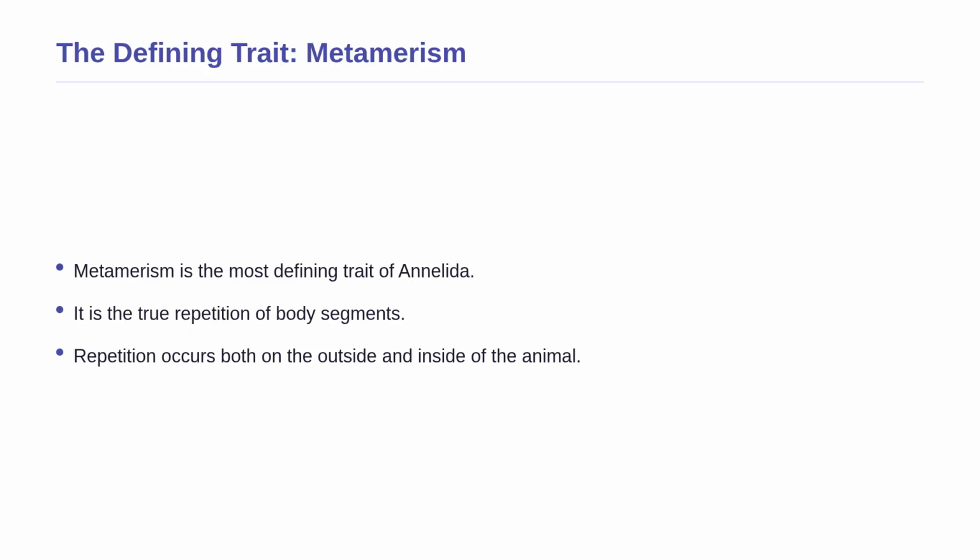Building on those foundational biological terms, we arrive at the most crucial characteristic of this phylum. Their most defining trait is called metamerism. Metamerism is the true repetition of body segments, but it is not just skin deep. This repetition occurs both on the outside and the inside of the animal. Each segment often contains its own set of muscles, nerves, and excretory organs. This internal and external repetition is what truly separates annelids from other types of unsegmented worms, providing that incredible modular redundancy we discussed earlier.